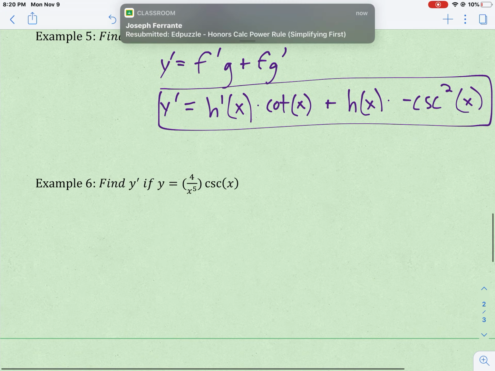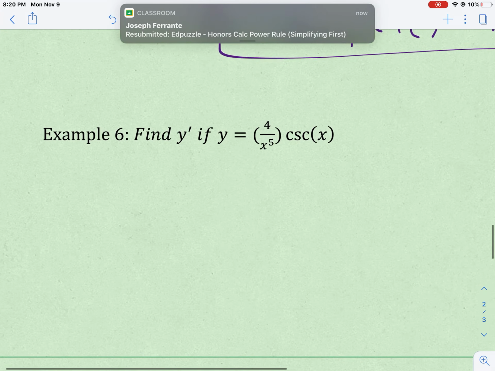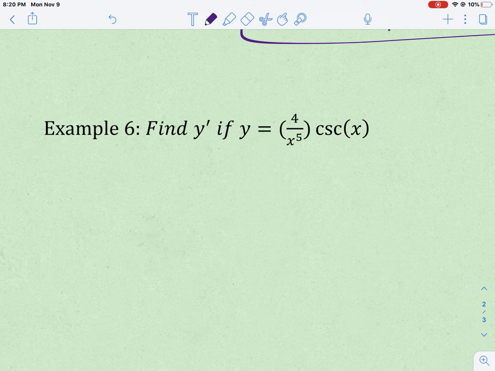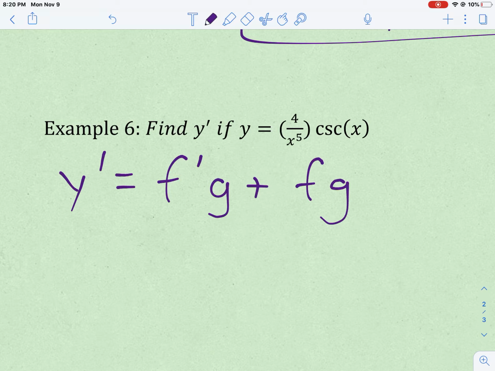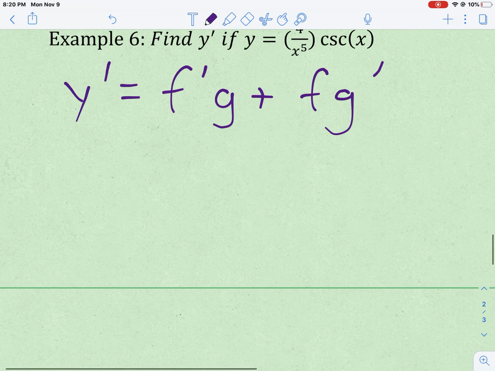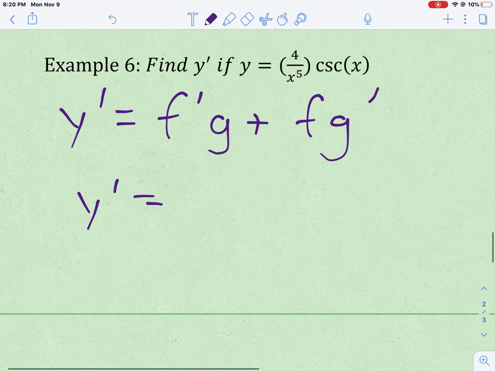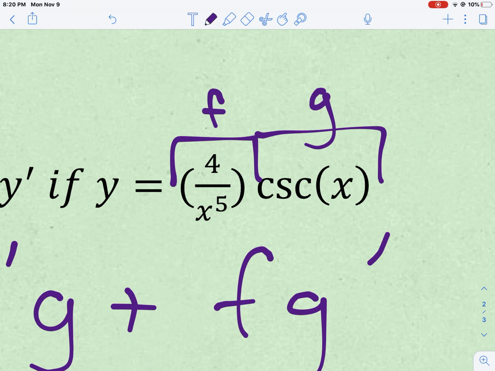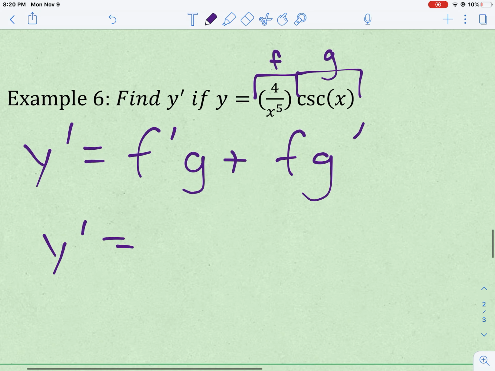So, last one. Find y prime if y equals 4 over x to the 5th times the cosecant of x. So again, y prime is f prime g plus f g prime. Y prime equals, so again, let's identify our functions first. This is f, this is g.